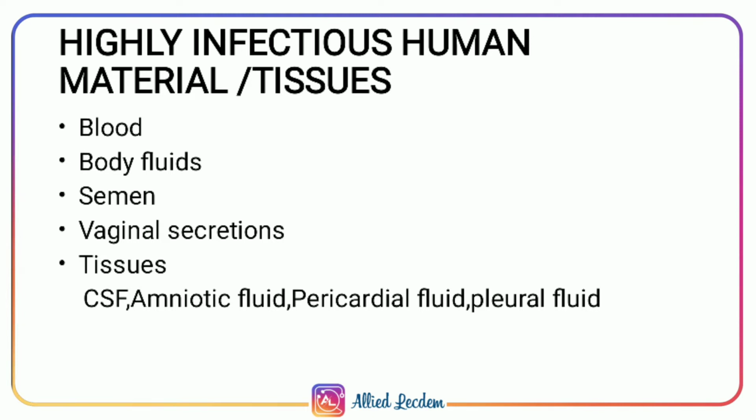Amniotic fluid is contained in the amniotic sac. Next, pericardial fluid. The pericardium is a two-layered sac-like membrane that surrounds the heart. So the pericardial membrane produces the pericardial fluid. Next, pleural fluid. It is located in between the layers of the pleura. Pleura means the covering layer of the lungs.